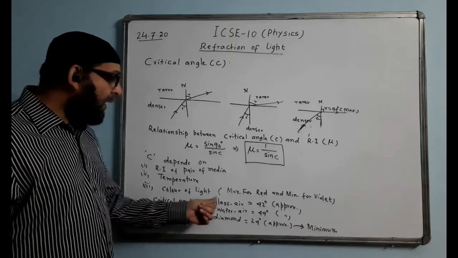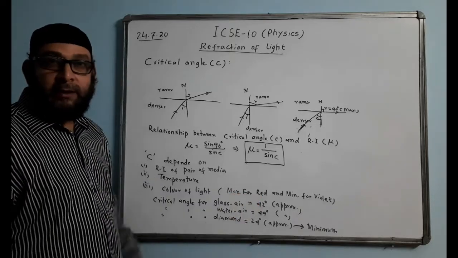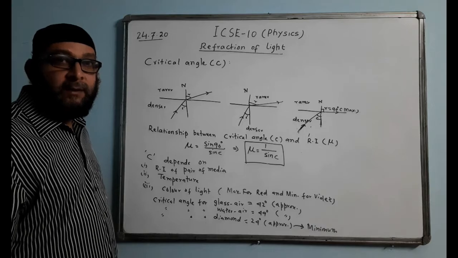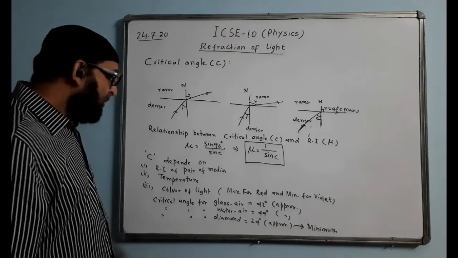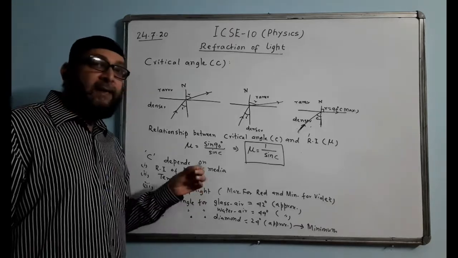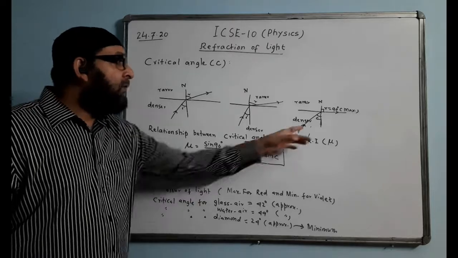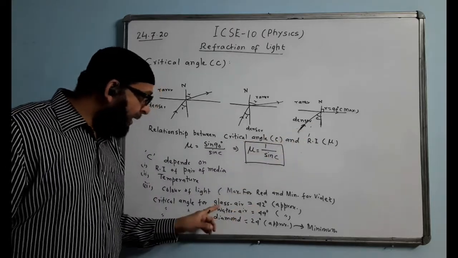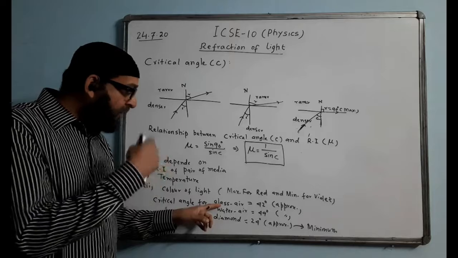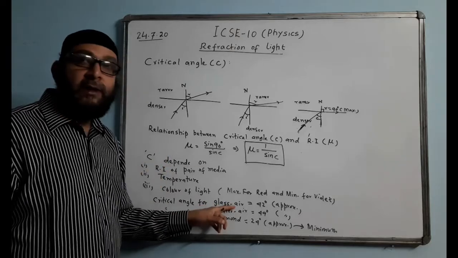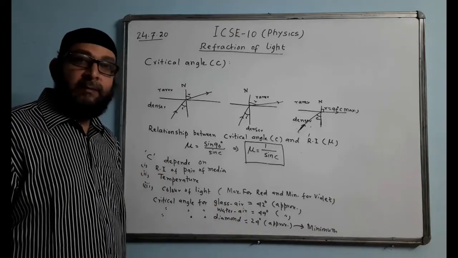Critical angle for glass-air surface is equal to 42 degrees. What do you mean by this statement? The question may come like that. So we'll say the statement means for the angle of incidence of 42 degrees in glass, the angle of refraction in air is equal to 90 degrees. This is the meaning of this statement.